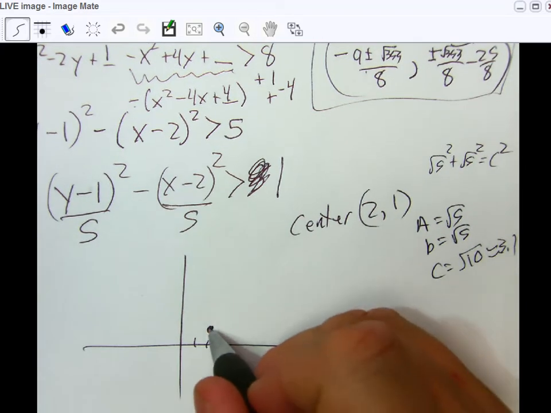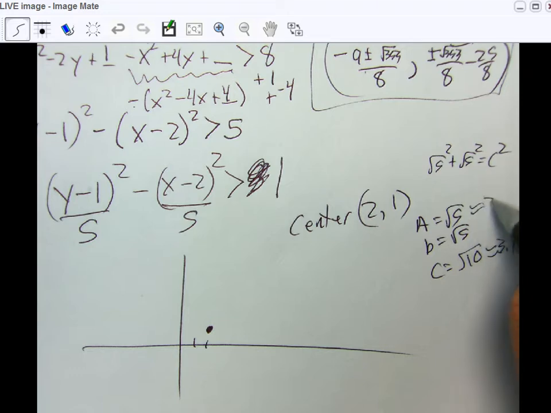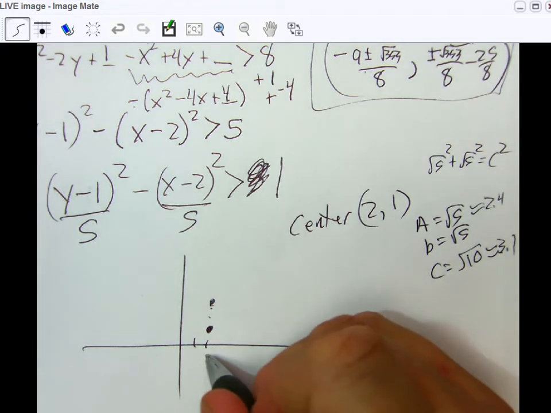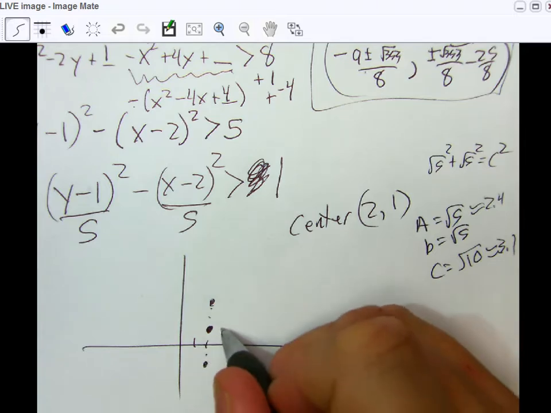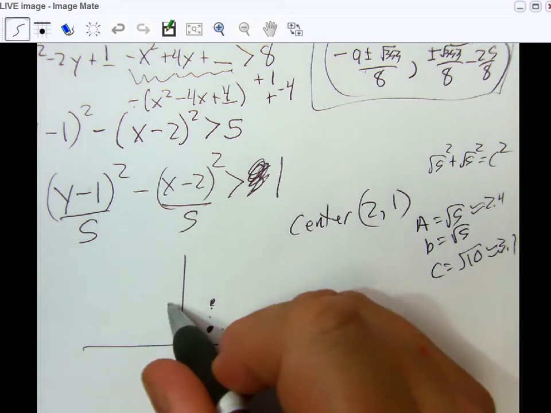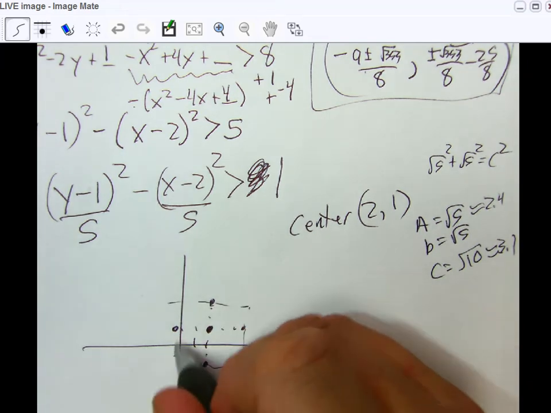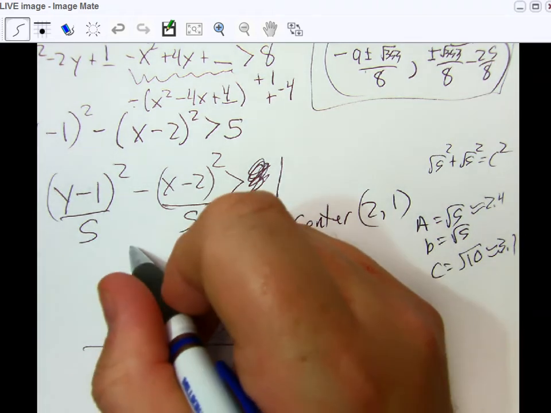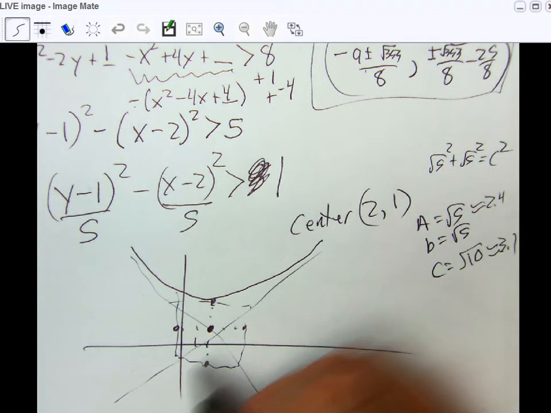So in the A direction, I go root 5, which is about 2.4. So I go up 1, 2, and a little bit. The same in each direction. Boxy, boxy, boxy, boxy. Asymptote, asymptote, asymptote. Now it opens up. All right, so it looks like this.